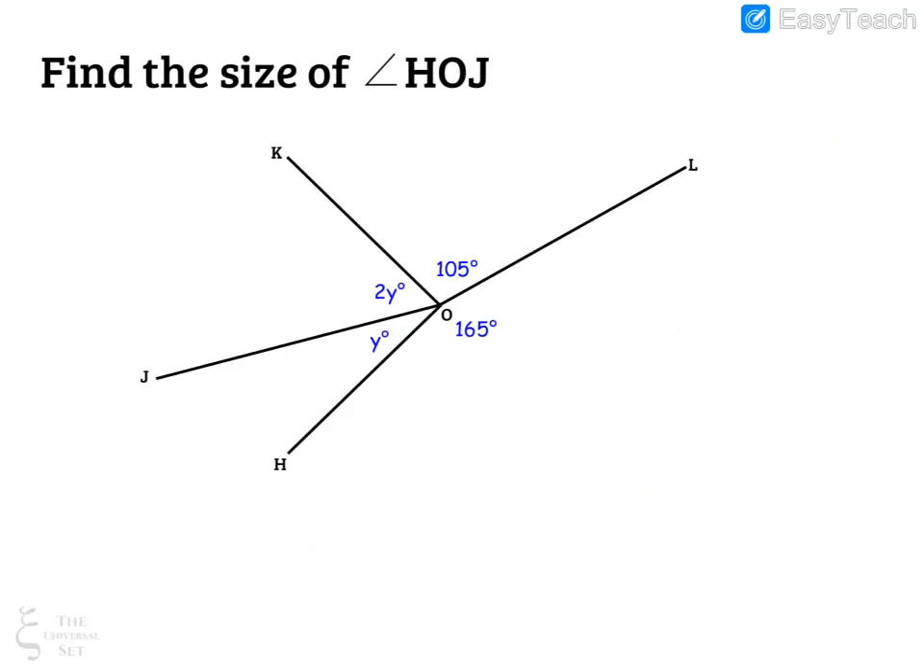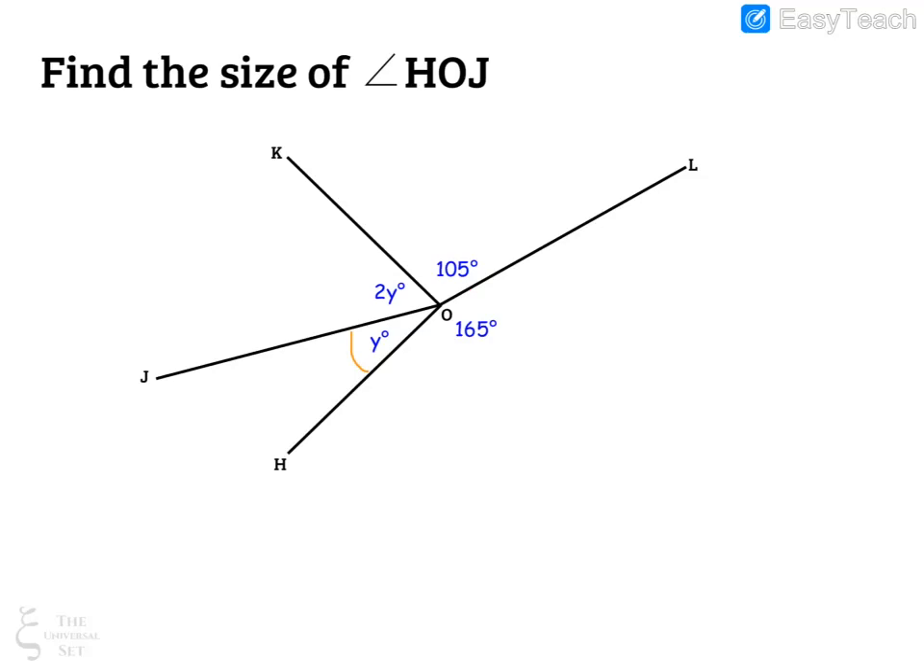Final one of these we'll look at then. Okay, this one looks complicated now, doesn't it? Find the size of angle HOJ. So again, like before, we're going to work out which angle we're talking about. HOJ. It's this guy here. So that's the angle we want, HOJ. And what do we know about these angles? So we've got 165, and we've got 105, and 2y and y. So all of those added together need to make, well, it's all the way around, isn't it? They need to make 360.